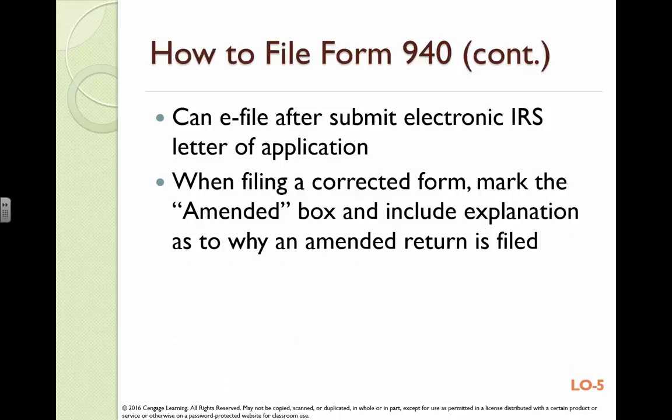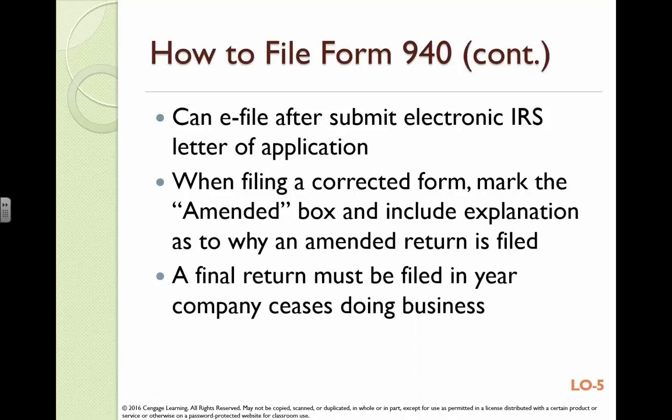And then I also want you to look up in the top right-hand corner of the 940. It says type of return, amended. Basically, you file a 940 and then you realize, oh crap, I made mistakes. Then you're going to be able to go back in, mark the amended, and then just do another return to correct the mistakes.